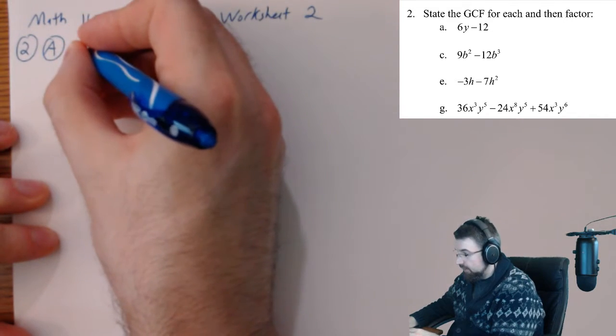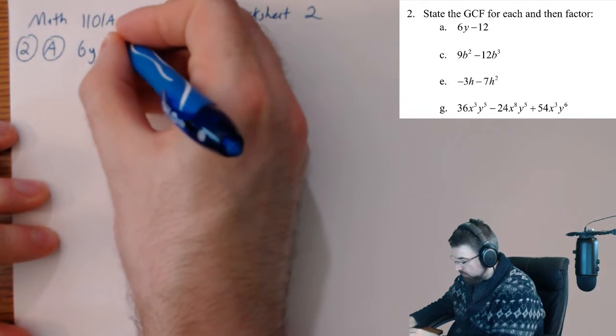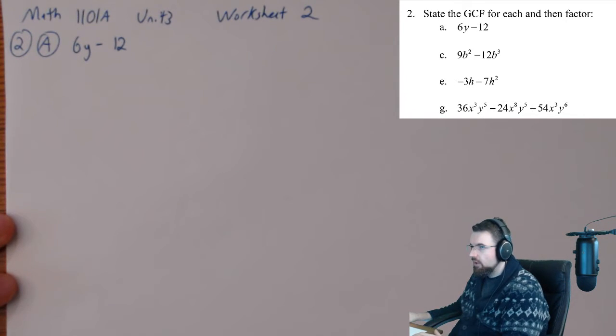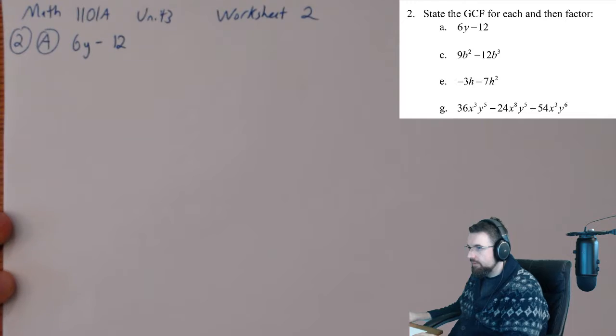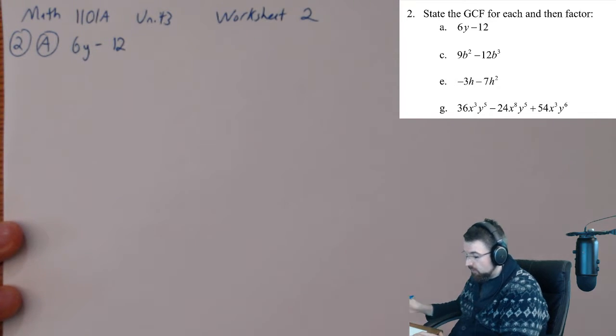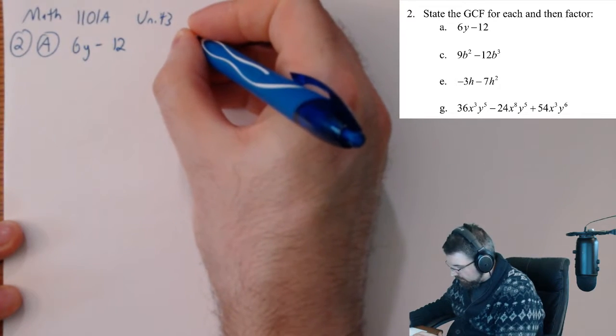So I have 6y minus 12. That's a pretty straightforward one because there's not a whole lot of different numbers there. But it's a good example to show the basics for what we're doing here. So when we're finding the greatest common factor, what that means is we need to find the factors of each term, right? So I'll write this down over here.